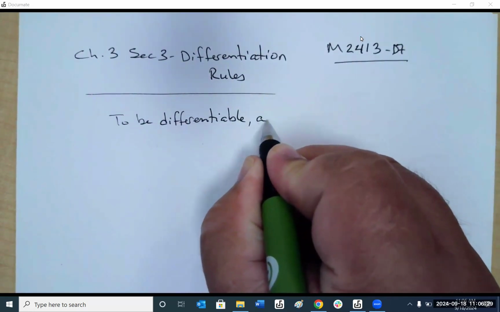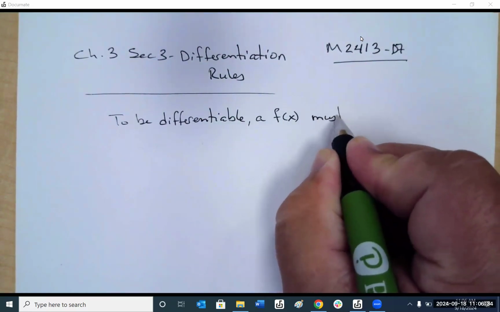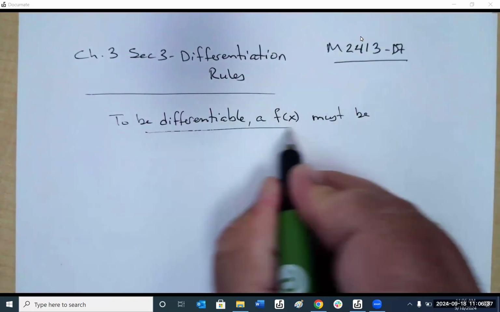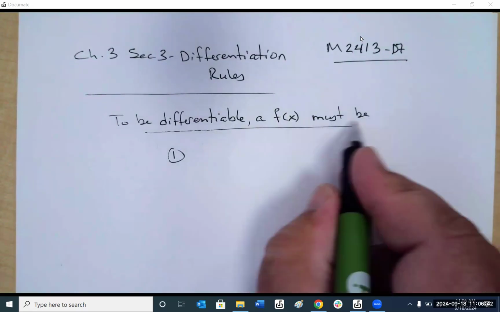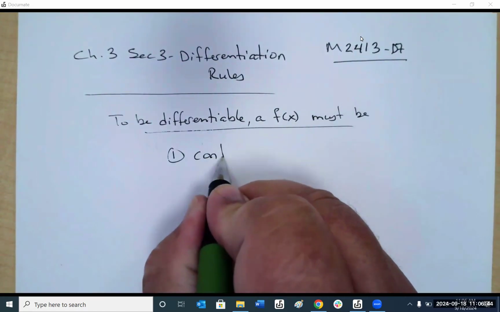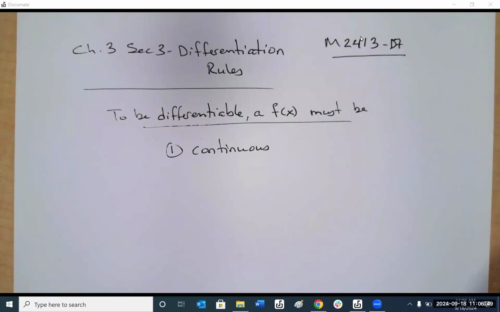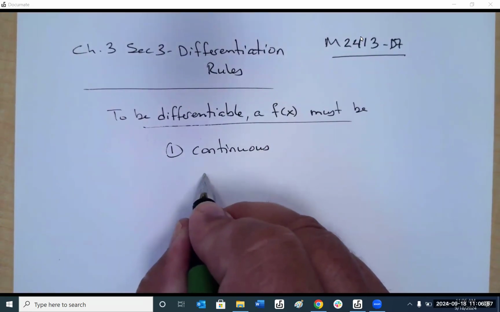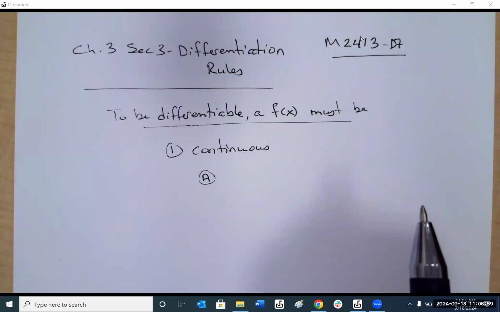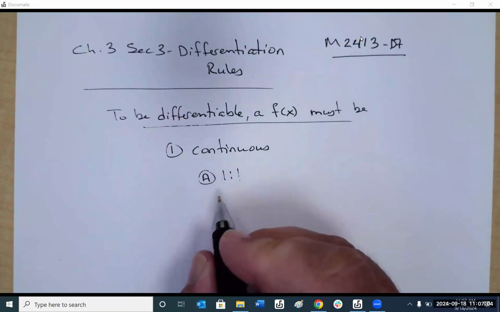To be differentiable, which what again? Very good. A function must be continuous. But now, how do we define continuity? What are the conditions for continuity? No. No, it has to be one-to-one. There has to be a function.